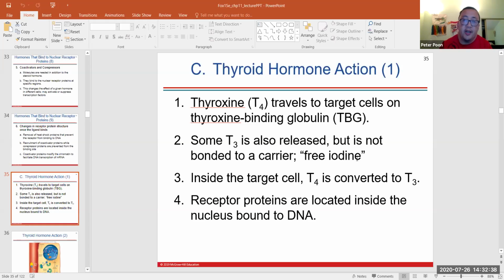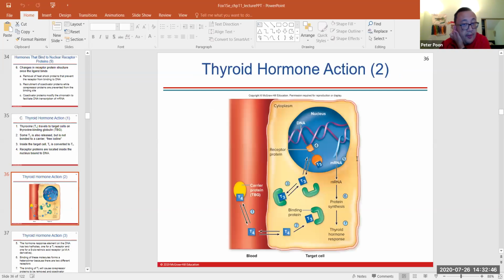Thyroid hormone action. Thyroid hormone is in two forms, T3 and T4. T3 is active inside the cell. Basically, what happens is again, T3 binds and goes inside the nucleus and changes the transcription profile of the nucleus.